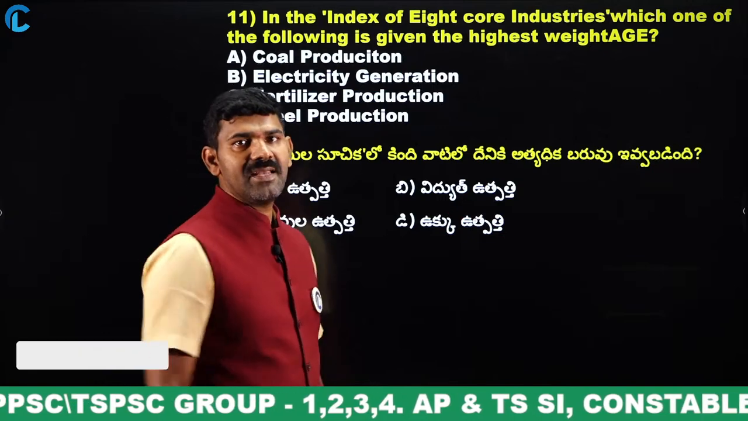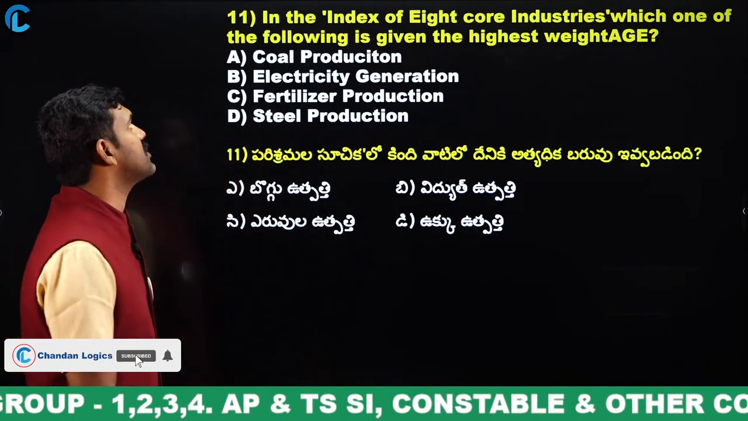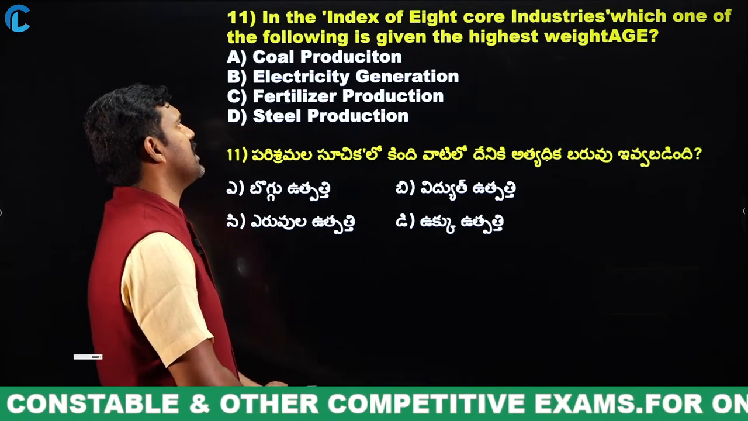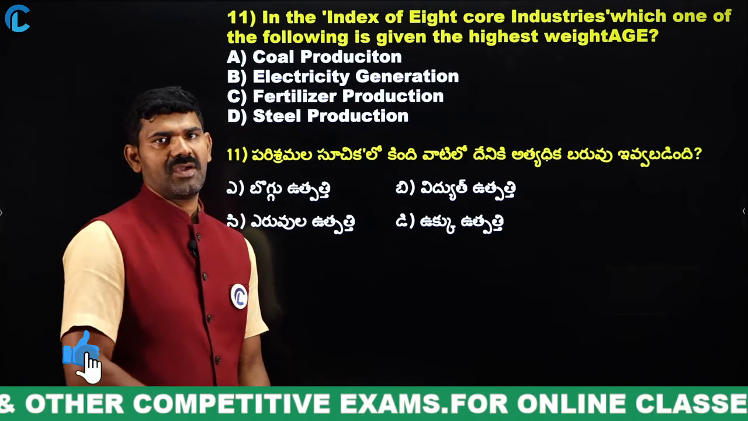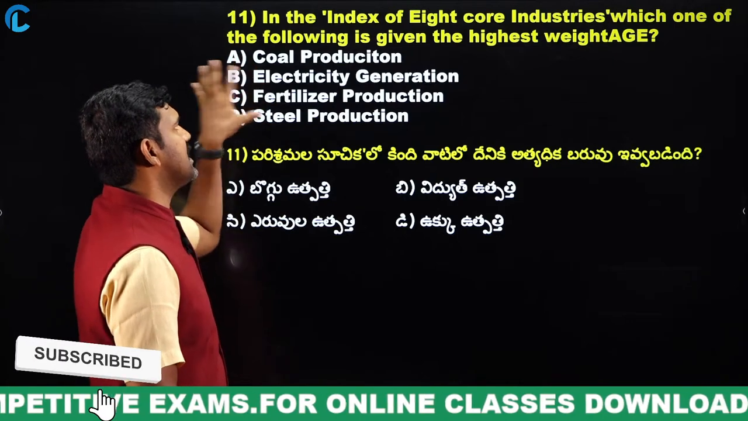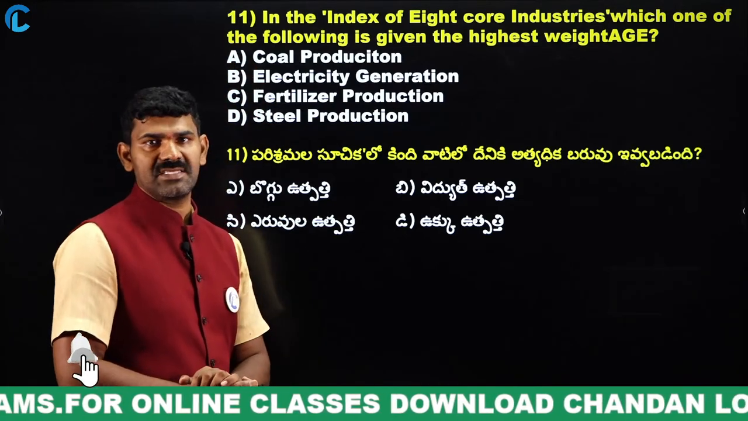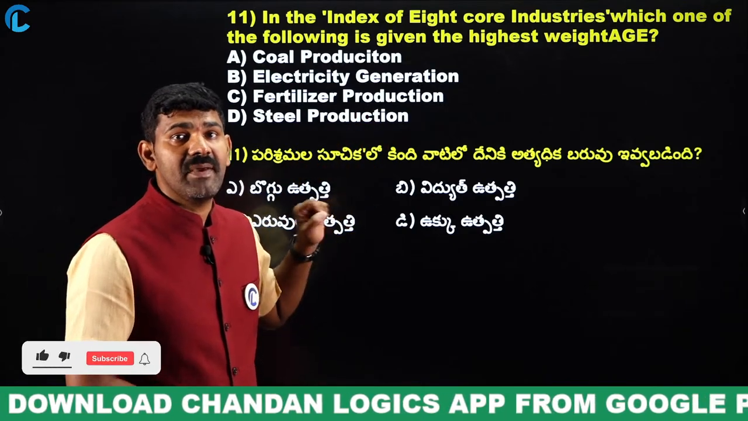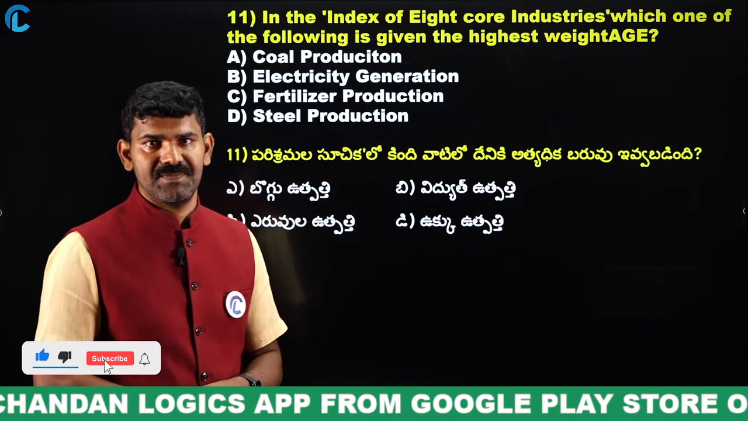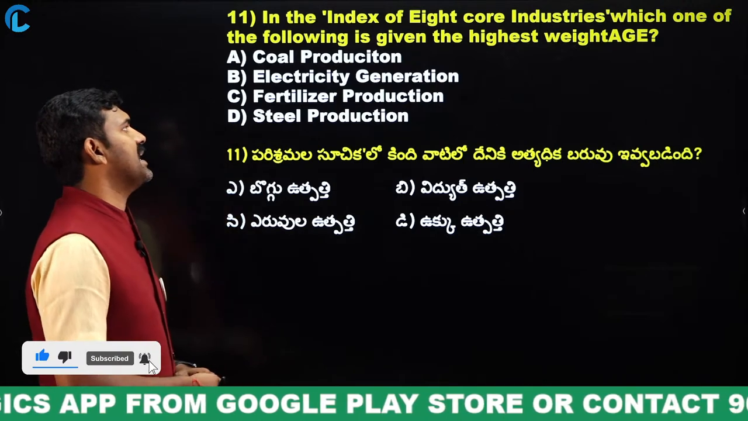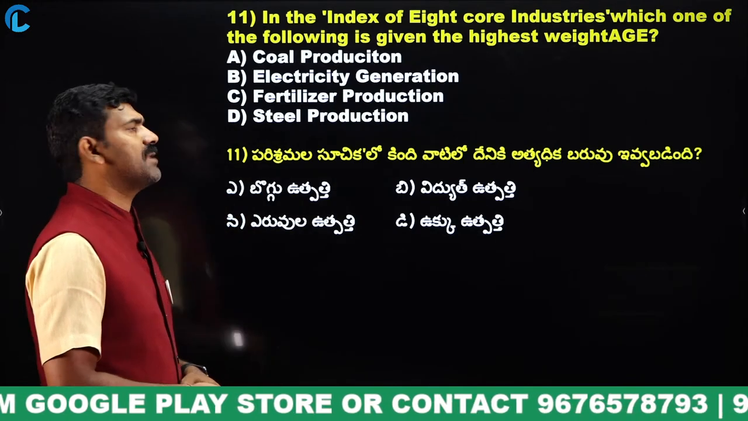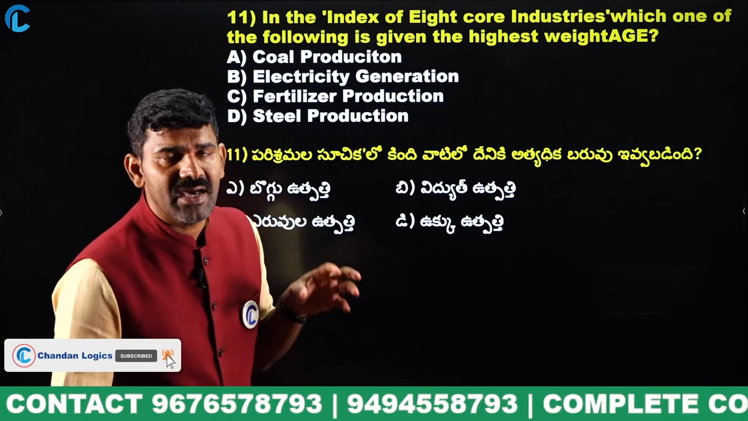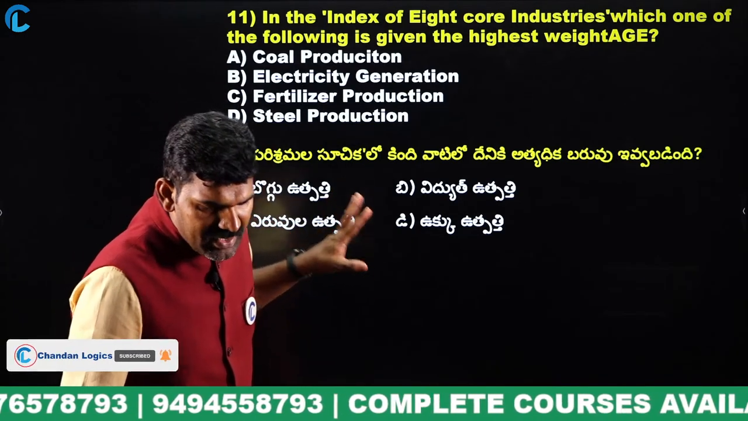Okay, clear? Come on, next very, very important question is this. In the index of 8 core industries, which one of the following is given the highest weightage? Among the following mentioned core industries, there are 8 core industries. I have mentioned 4 core industries. I am asking which one of them has got the highest weightage? Coal production, electricity generation, fertilizer production, steel production. Which one of the following has got the highest weightage among the core industries mentioned? Yes.